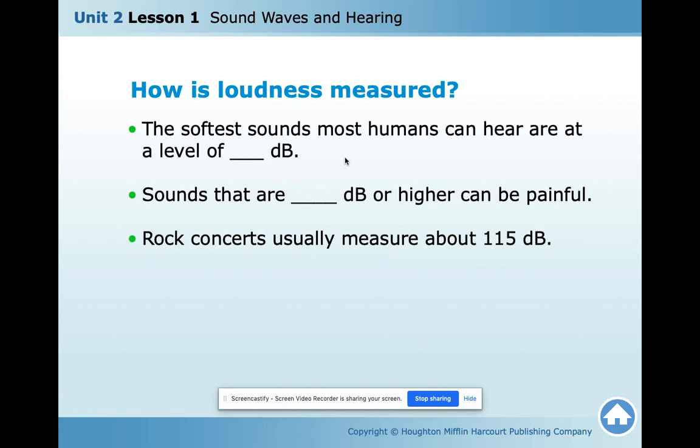So the softest sounds most humans can hear are at a level of 0 decibels. Okay, so 0 is the bottom of the range. And then sounds that are about 120 decibels or higher can be painful to hear. So those that are super loud that hurt your ears, those are around 120 decibels. Rock concerts usually measure about 115 decibels, so they're right there at the almost painful part. And think of sporting events and things of that sort that can get really loud, especially in closed arenas. That is because the decibels are so high.